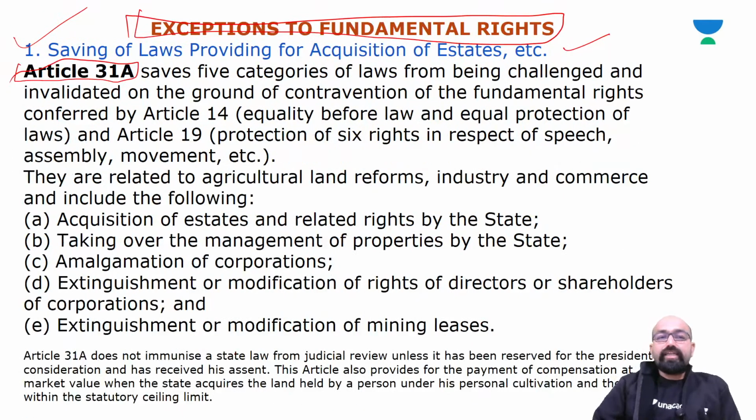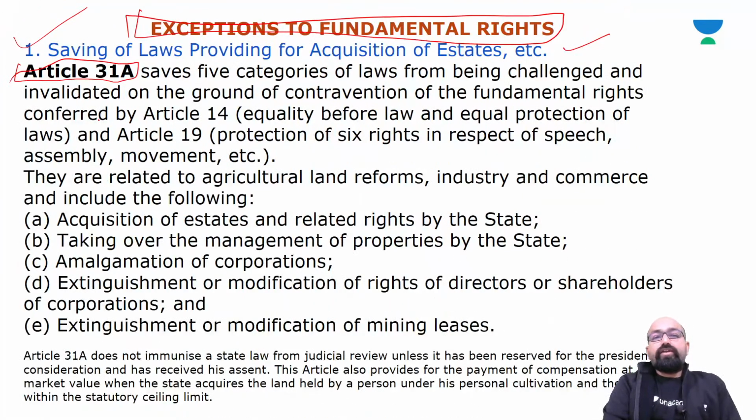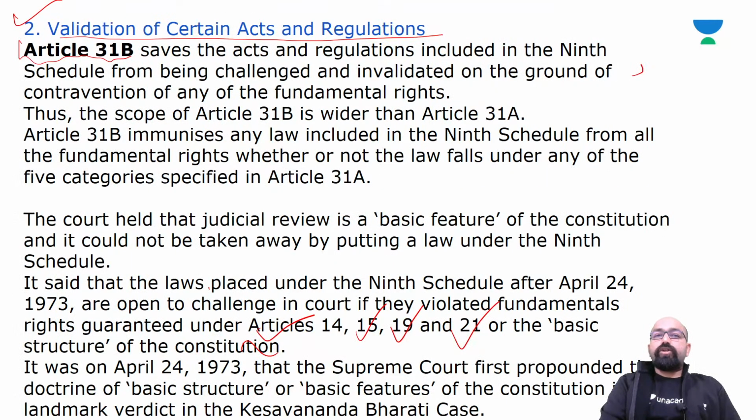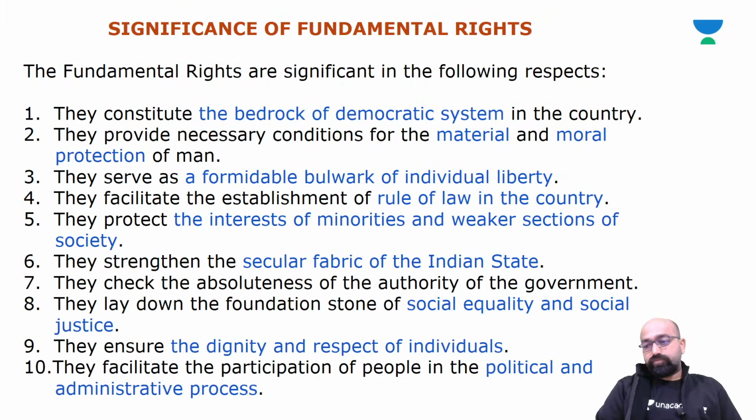So these are the three exceptions for fundamental rights, that is saving of laws providing for acquisition of estates mentioned in Article 31A. Next, validation of certain acts and regulations mentioned in Article 31B, and saving of laws giving effect to certain directive principles mentioned in Article 31C.